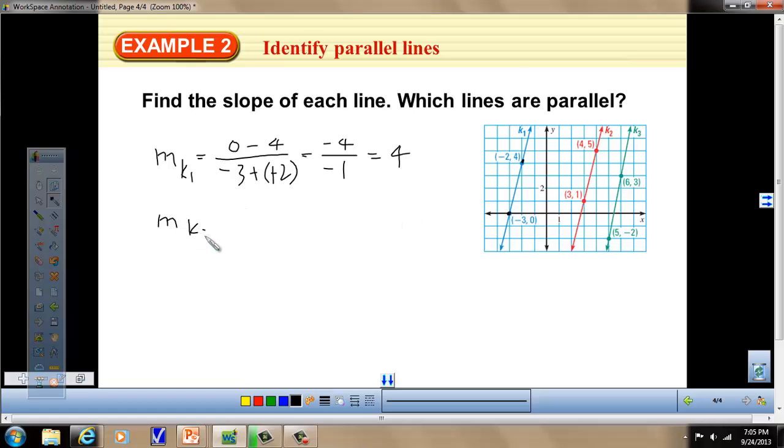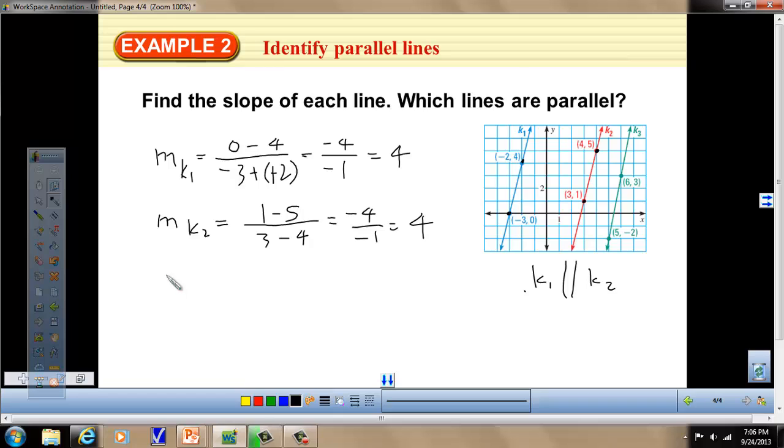Slope for the second line, K2, the 2 points we're dealing with are 4, 5 and 3, 1. So I'm going to start off by doing 1 minus 5 for the y's and 3 minus 4 for the x's. And again, on top we have a -4, on the bottom we have a -1. So we know the slope here is 4 as well. So right now we can say that line K1 is parallel, there's the symbol for parallel, to K2.